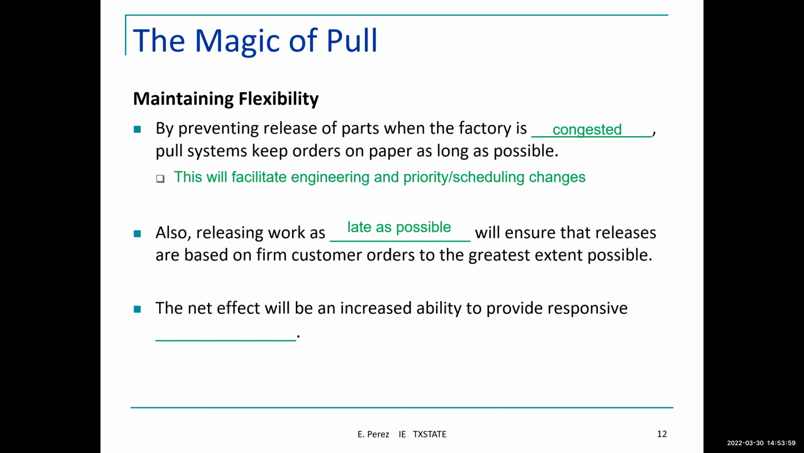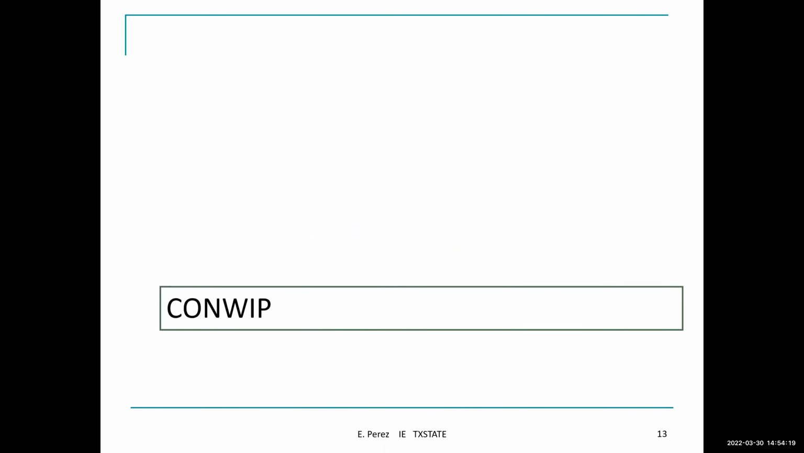Also, releasing work as late as possible will ensure that releases are based on firm customer orders to the greatest extent possible. The net effect will be an increased ability to provide responsive customer service. So all these things are relevant and make this pull system very efficient, and also in terms of quality of product and savings in your production systems, make them a very good system.